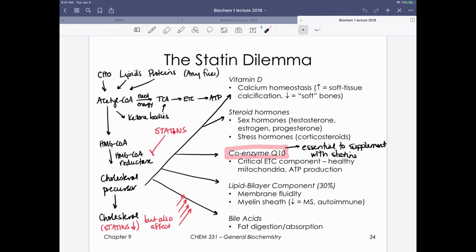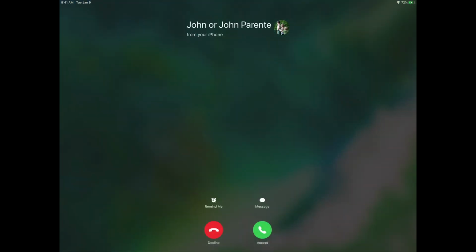So statins are going to interfere with the ability to produce a cholesterol precursor, and the inability to produce coenzyme Q10 can have significant downstream implications. So one of the recommendations for anybody who's on statins, if you do need to be on a statin, is to take a CoQ10 supplement to make sure that you are not limiting that necessary metabolite.